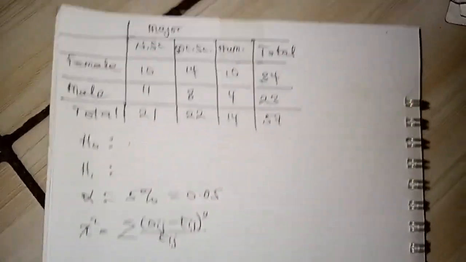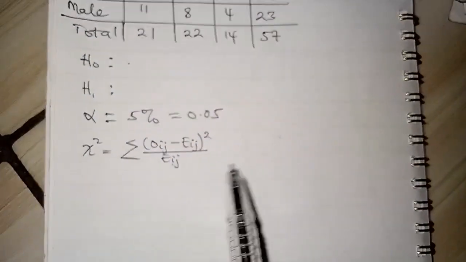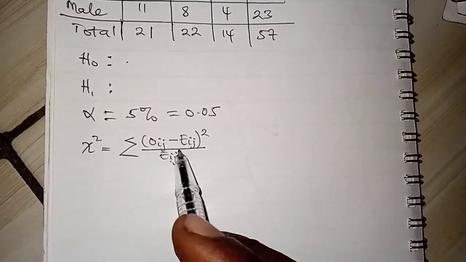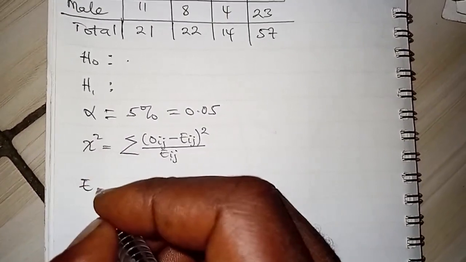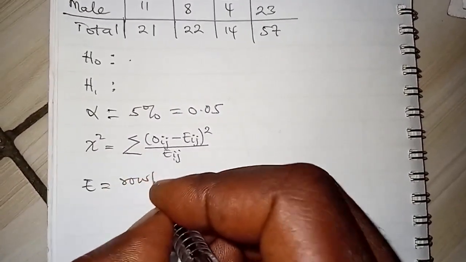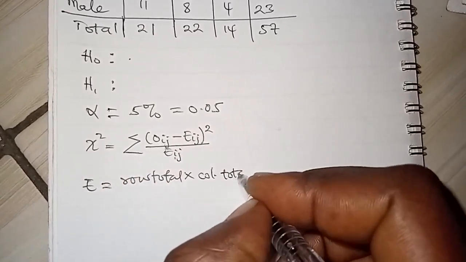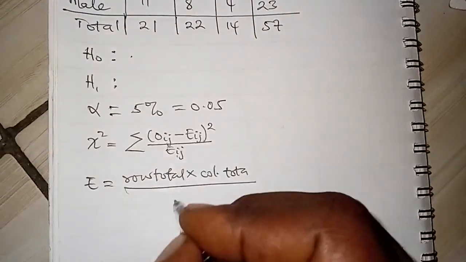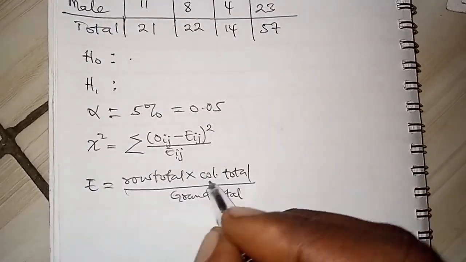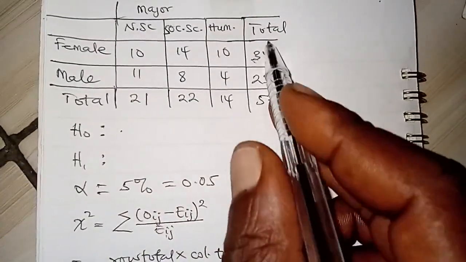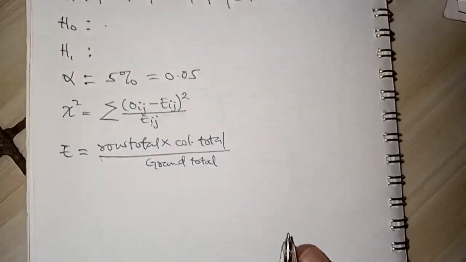So what we're given actually is the observed frequency, but we're not given the expected frequency. So we need to calculate the expected frequency before we can use this formula. And for us to get the expected frequency, it is given as row total times column total all over grand total. The grand total is this because it's the total of the totals. So that's the grand total.